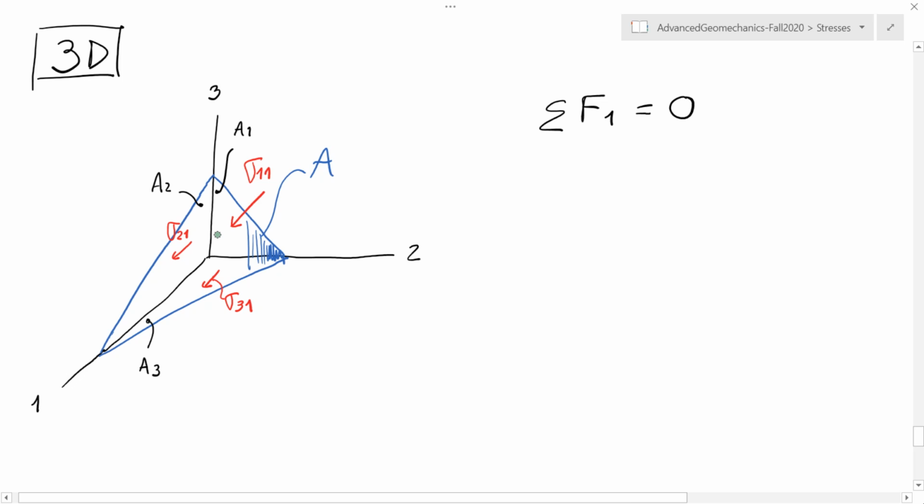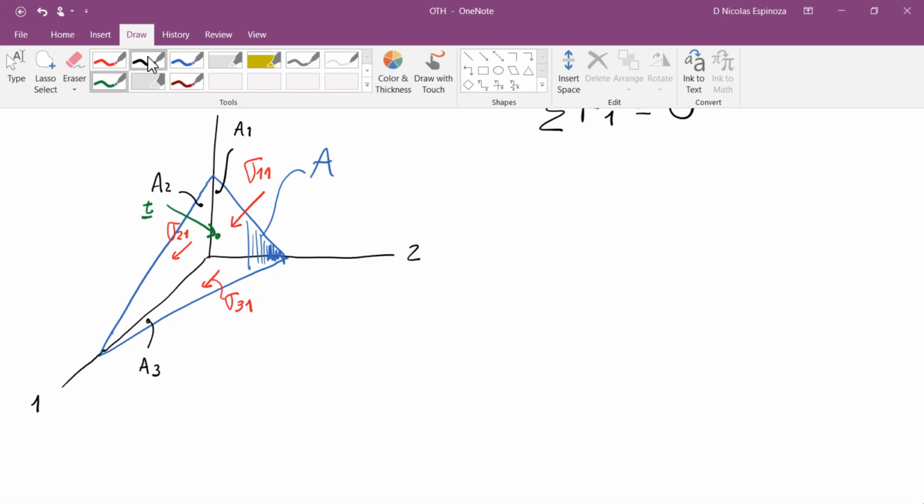And now this here is going to have applied a stress, on the surface A, which is the one facing us, a stress T. And this is going to be a vector. As we're going to see, this is a combination of the normal stress and the shear stress. Okay, and now I have all the elements I need to continue writing this equation I have over here.